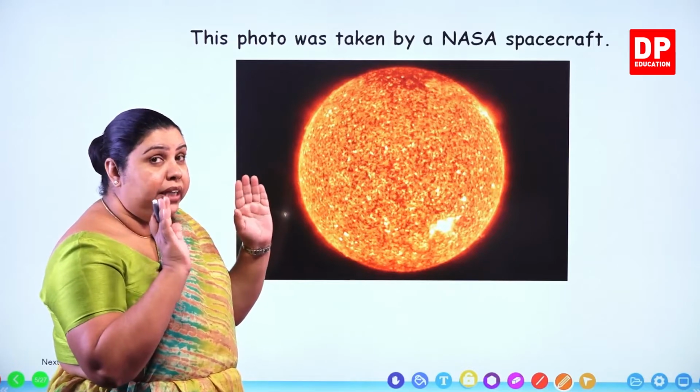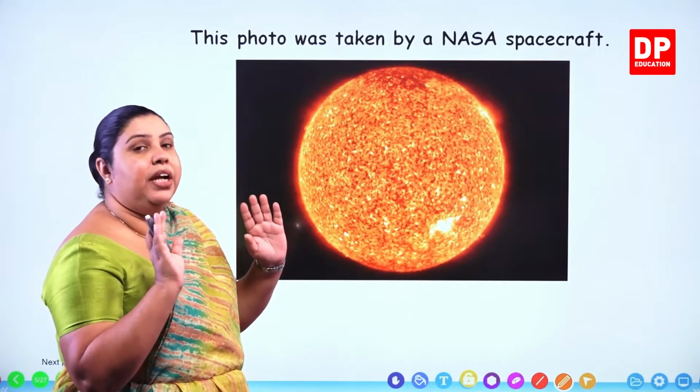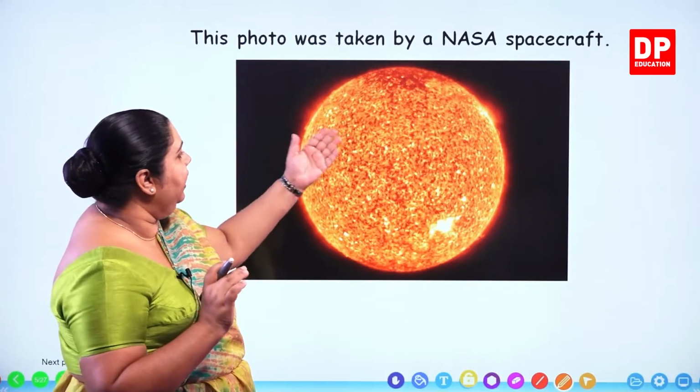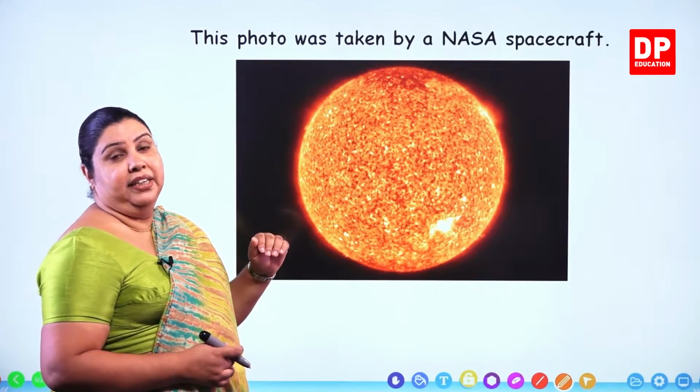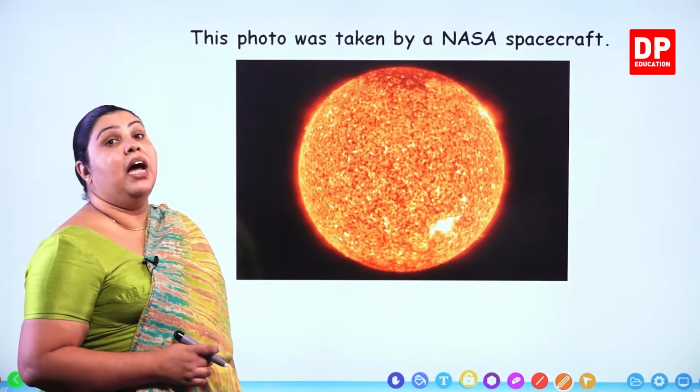We can't look at the sun. I told you, never ever try to look at the sun. Okay, we can observe these pictures which the NASA has taken and we can see how the sun looks like.